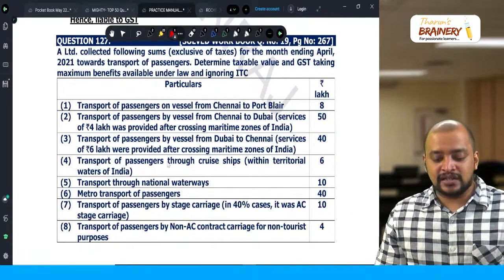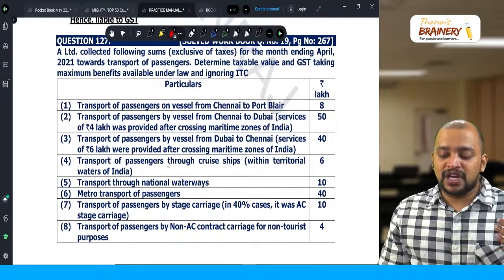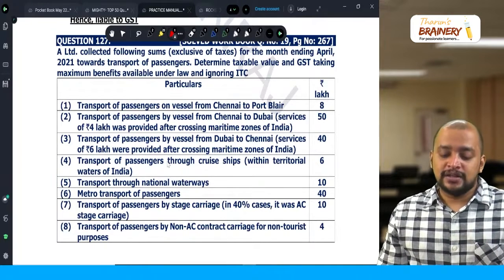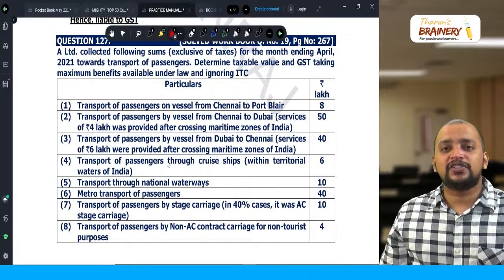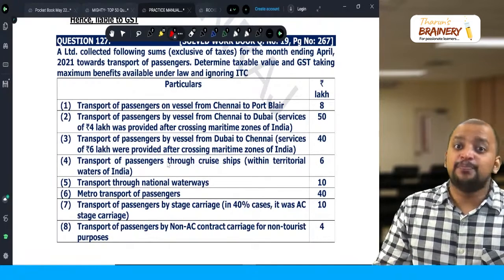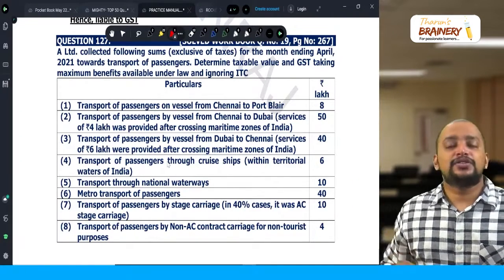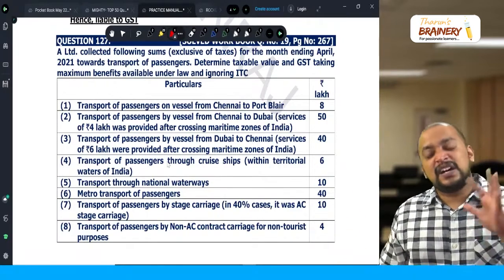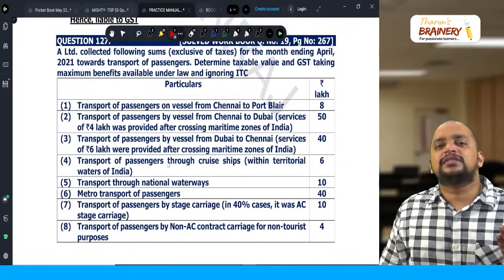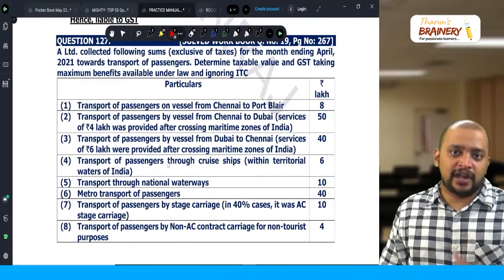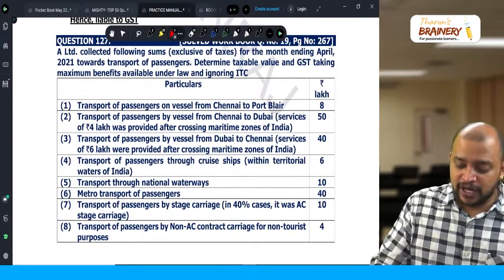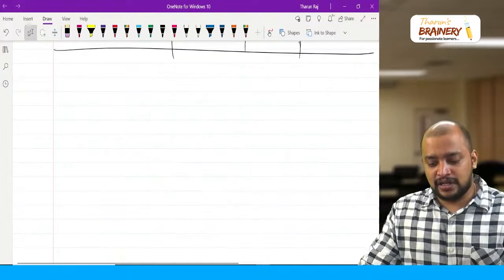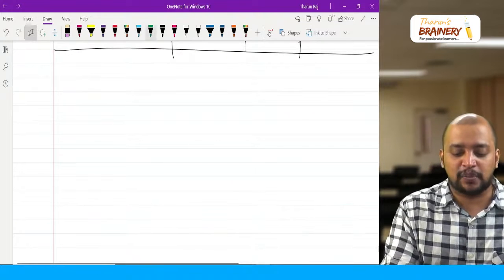Transportation of passengers on vessel from Chennai to Port Blair. So this is transportation of passengers by vessel between places in India. For transportation of passengers by vessel, we have two classifications: first, inland waters or coastal waters, and again domestic transportation or international. That point I am just explaining to you.